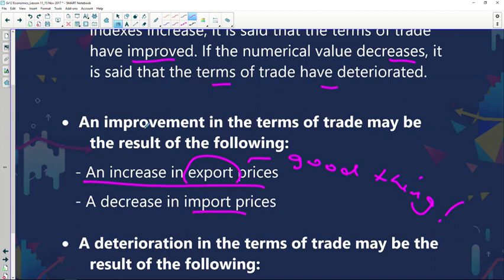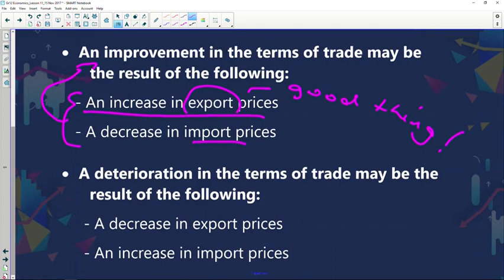So we need to export more and import fewer goods and services, because we can't get to a point where we are not importing any goods and services into the country. We know that we are not self-sufficient. We do depend on other countries for certain goods and services. So if this happens, this will cause an improvement in the terms of trade, and that would be a positive thing in terms of economic growth as well.